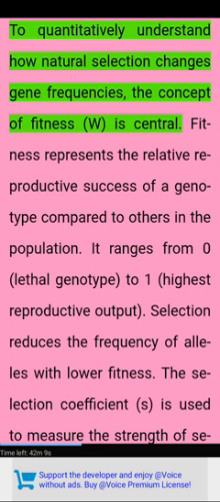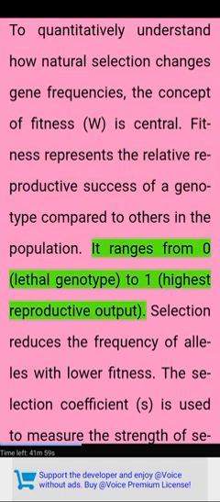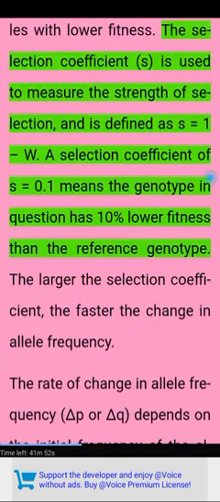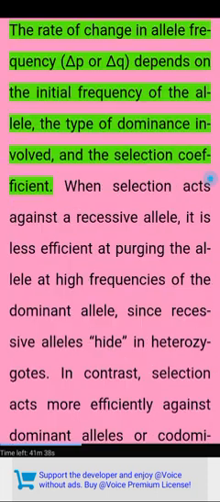To quantitatively understand how natural selection changes gene frequencies, the concept of fitness, W, is central. Fitness represents the relative reproductive success of a genotype compared to others in the population. It ranges from 0, a lethal genotype, to 1, the highest reproductive output. Selection reduces the frequency of alleles with lower fitness. The selection coefficient, S, is used to measure the strength of selection, and is defined as S equals 1 minus W. A selection coefficient of S equals 0.1 means the genotype in question has 10% lower fitness than the reference genotype. The larger the selection coefficient, the faster the change in allele frequency.